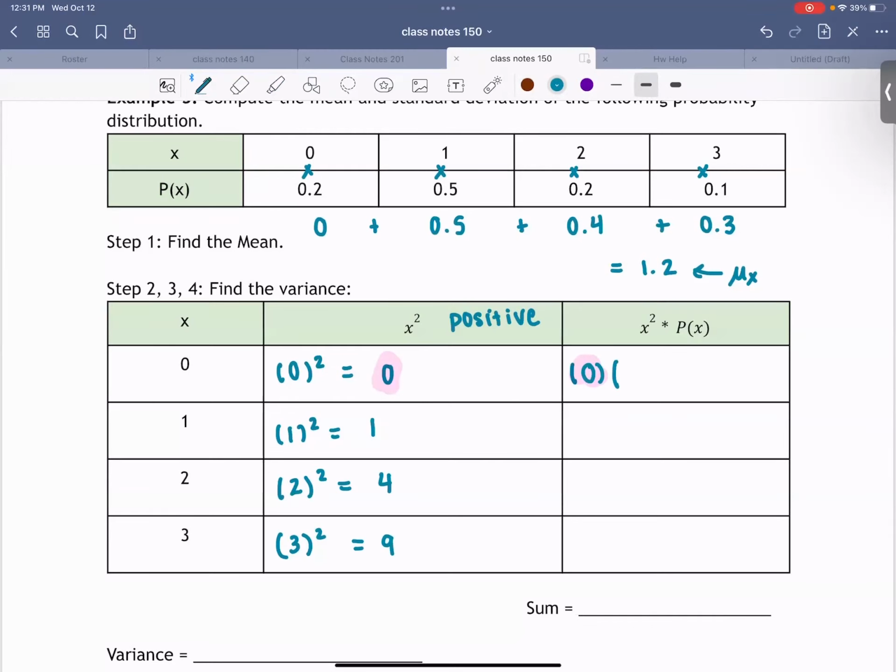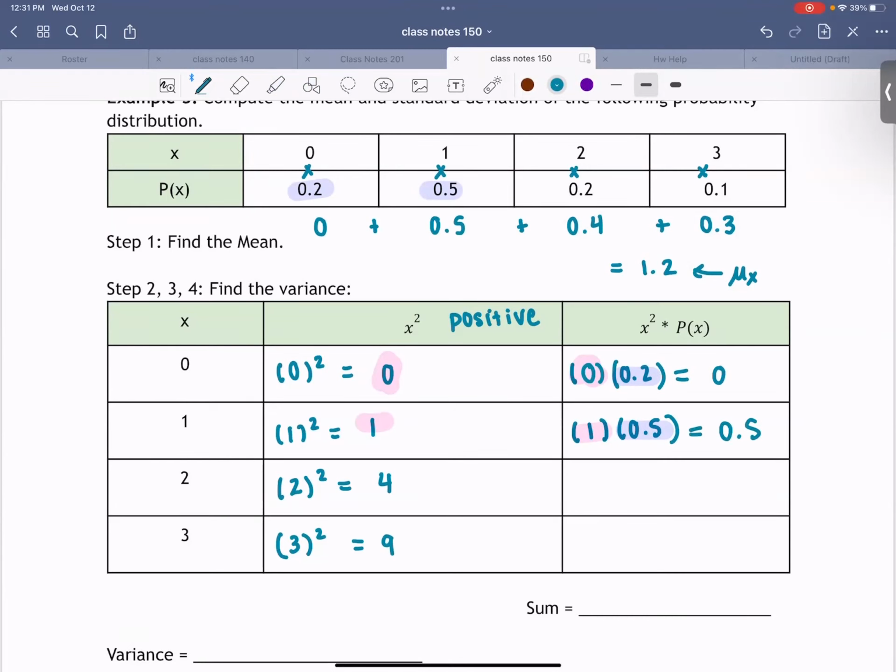0.2, which is the probability of 0. Okay, so I'm going to multiply this by 0.2, which I found up here. And well, that doesn't really help us too much because it gives us 0. Then I'm going to take my answer from the second column. I'm going to multiply that by what number? 0.5, good. And I got that one from the chart up top to get 0.5.